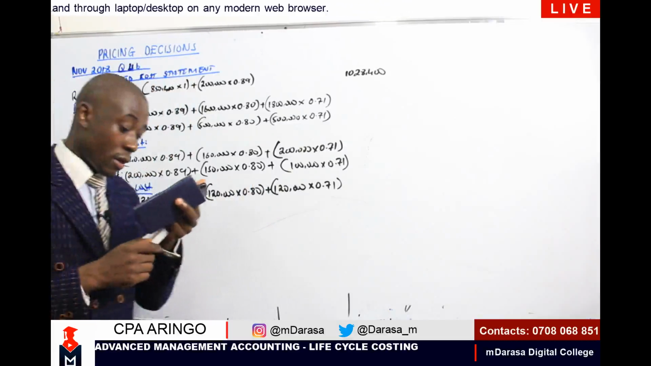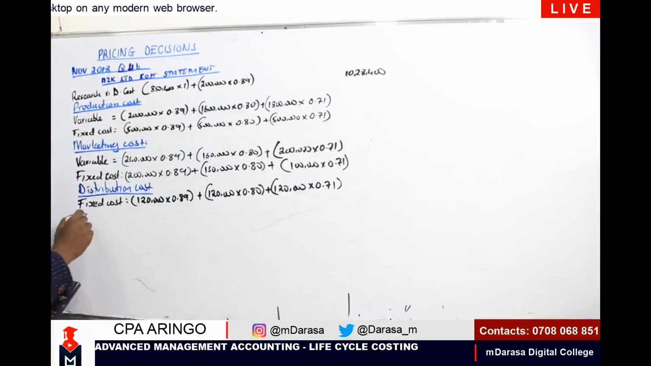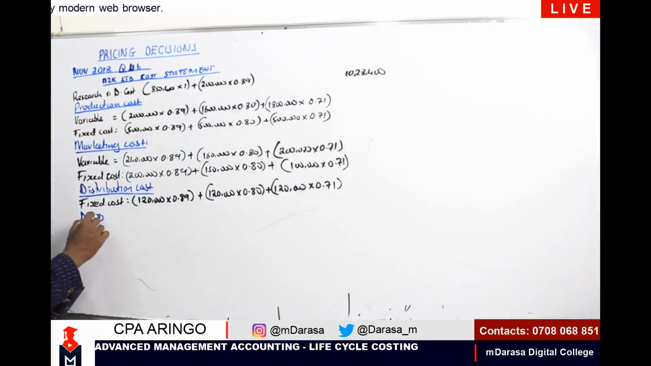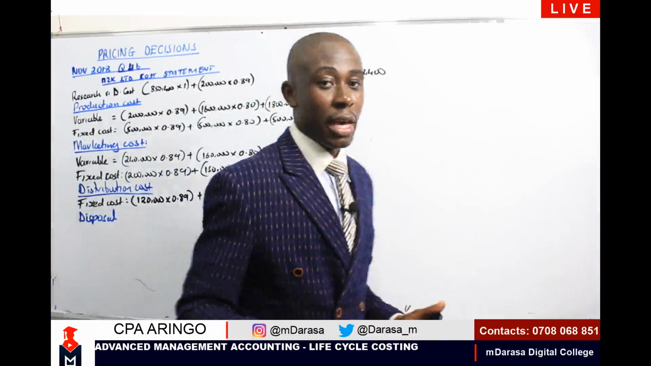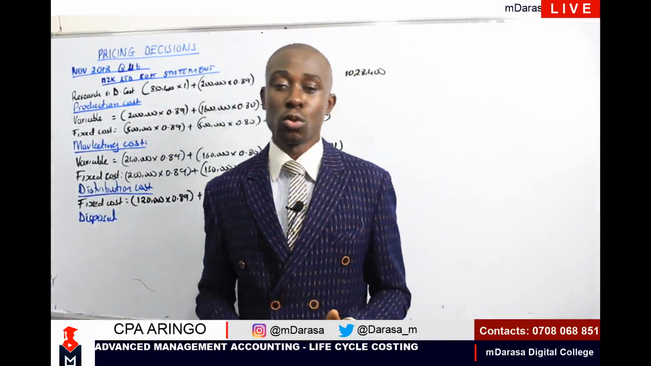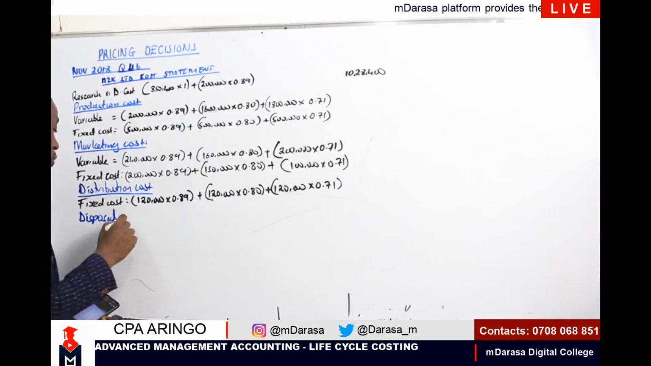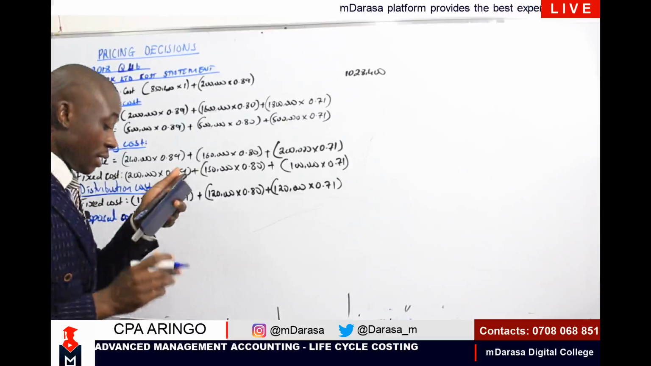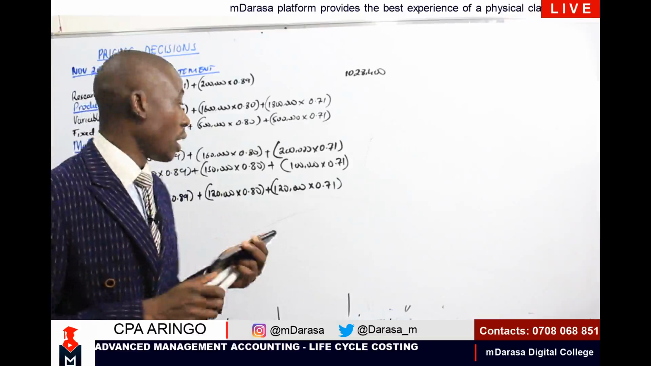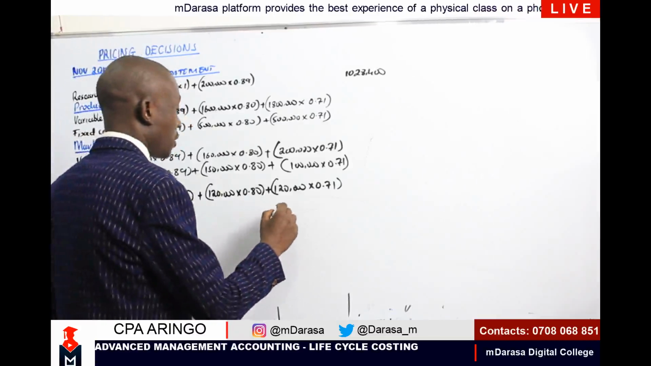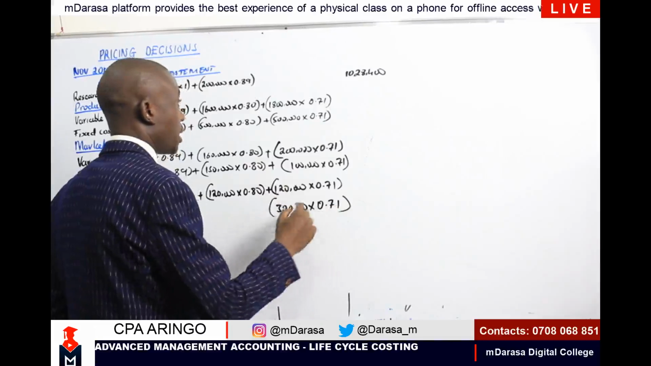Then the last cost given, we are given what? Disposal of special equipment. So I'm having disposal cost. Remember, amongst the stages or phases that we talked about in the life cycle, we had talked of the end of life. And for end of life, we talked about disposal costs. So for disposal cost, we are given year 3. I'm given 300,000 in year 3. So we're going to have 300,000 by 0.71 because that was in year 3.